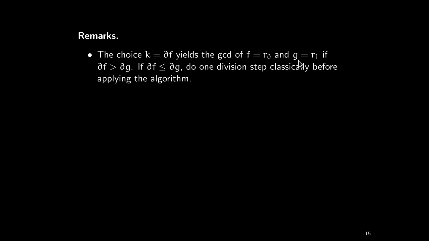There's another technicality: I assume the degree of R0 to be greater than the degree of R1. But if that's not the case, then you do just one division step before you apply the algorithm. This one division step will take a linear amount of time. And you do this only once, so it's not going to mess up your total complexity.